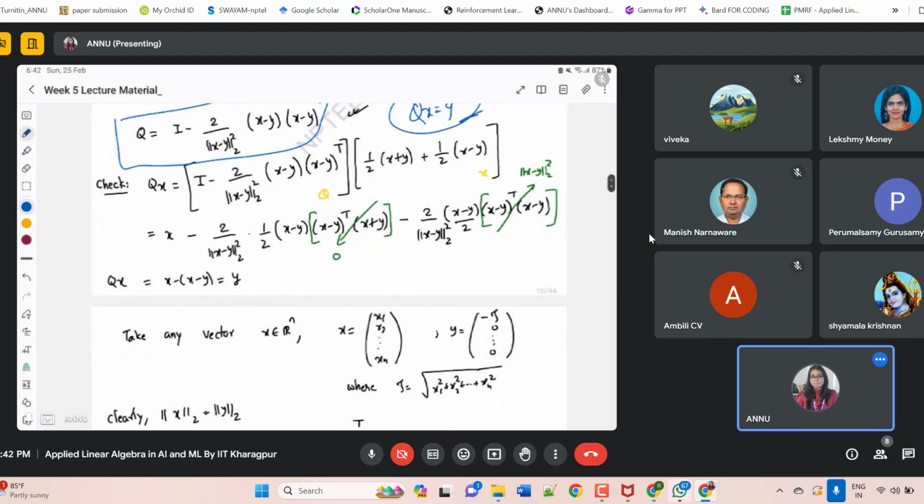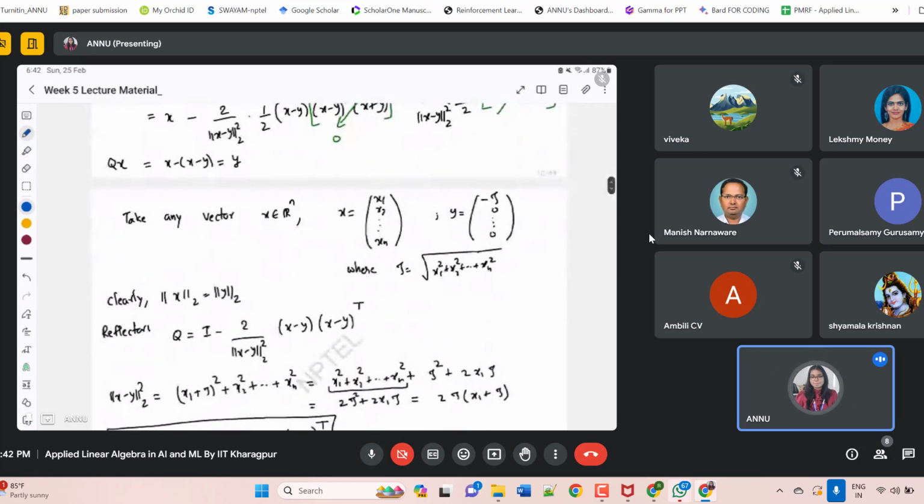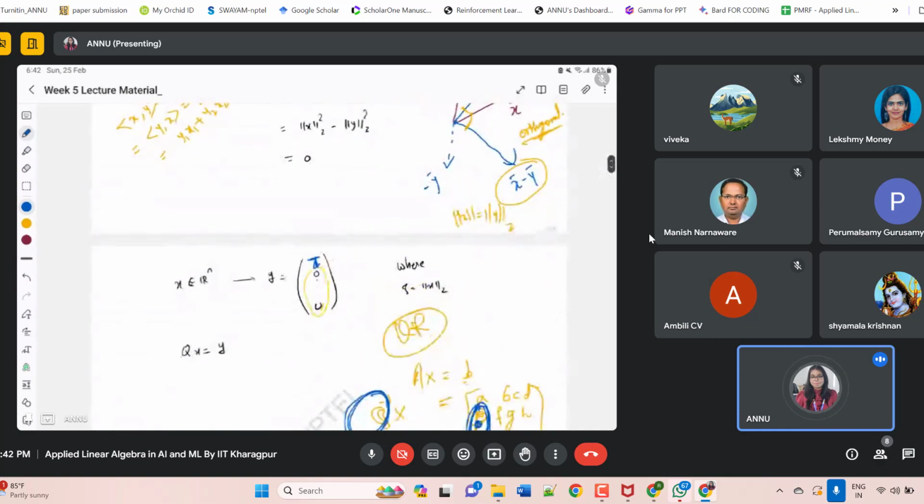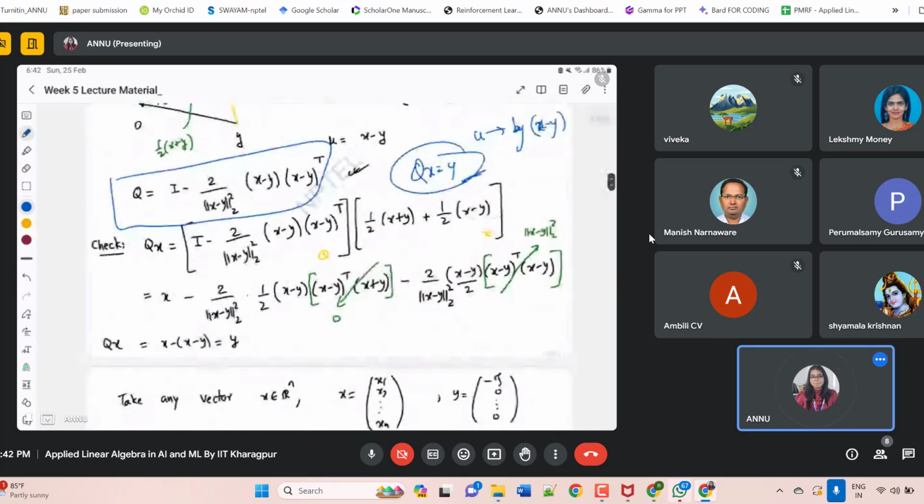You can solve it further. That is not an issue. So let's see one of the examples of how it is causing this particular thing as an action. So what is the aim of the reflector?